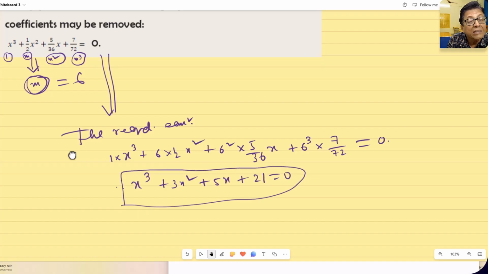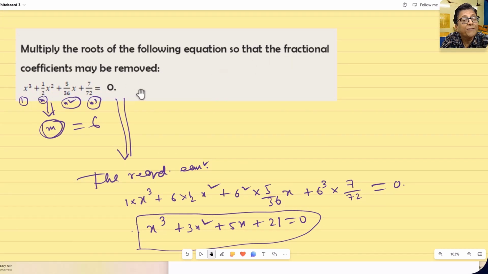This equation's roots are 6 times the roots of this equation, and that was the requirement. Fractional coefficients may be removed when we multiply by the factor m. What you can do here, an alternative method is there. If you are not able to decide, assume you have an equation whose roots are m alpha form, okay, m into alpha form. Then you make the leading term coefficient 1. From there you get the value of m. Doing it by observation is always advantageous.